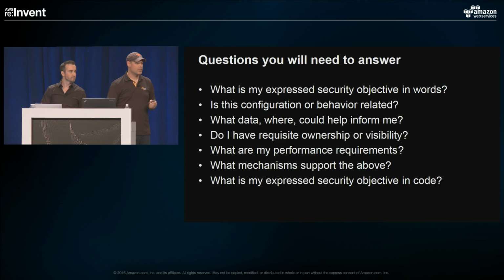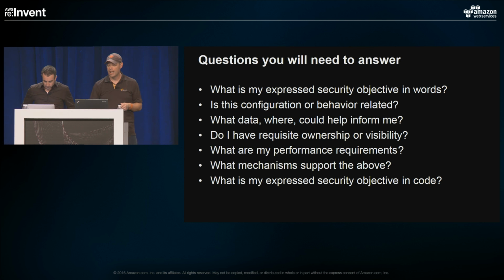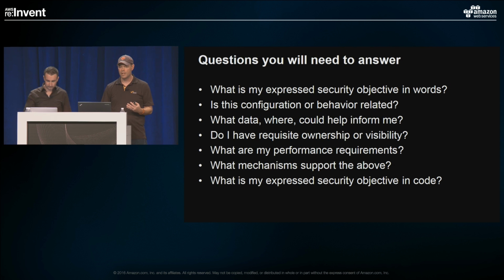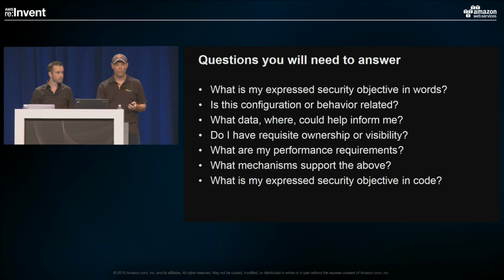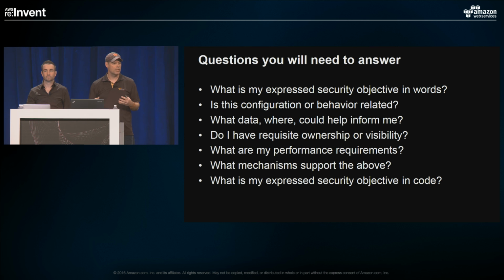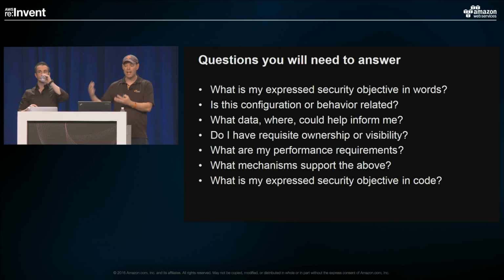So let's break down the methodology. We're going to start with questions that you're going to need to answer for yourself. These are the guiding questions that are going to help you take an idea that you have, something that you would like to accomplish from a security objective standpoint, and actually make that a reality, right? We're going to enforce your security policy. We're going to do it at scale. What is my express security objective in words? Write it down. Get that actual idea written down. Understand in simple terms what it is we'd like to accomplish. Is this something that's configuration or behavior related, right? Is it static, associated with the AWS environment, or is it dynamic, associated with the AWS environment's behavior?